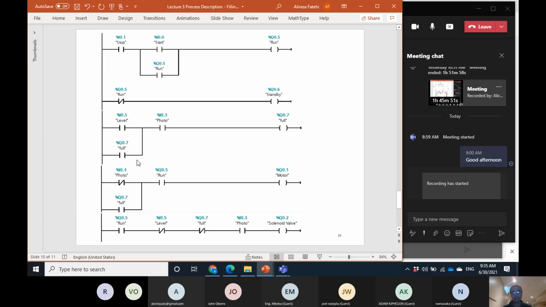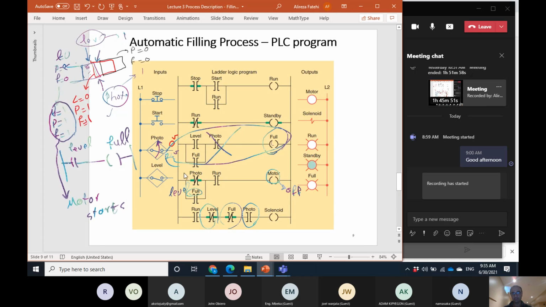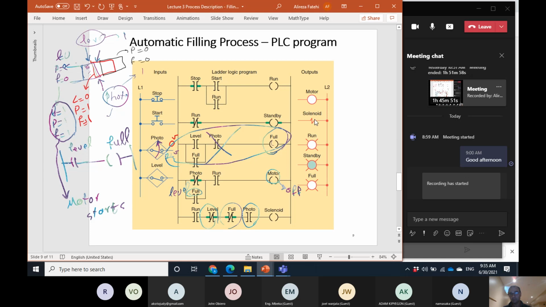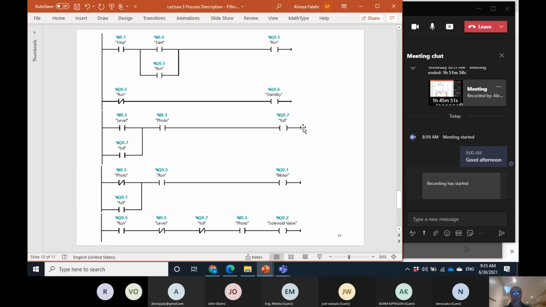This is the program that is built here. The structure of the program is exactly this. The only difference is that this is based on the Siemens PLC program. So stop is input number 1, start is input number 0, the same input output that you have in the trainer. For the run, I use an output. Why the output? It's because there's a light also that should be on when it is run. Standby is also an output.